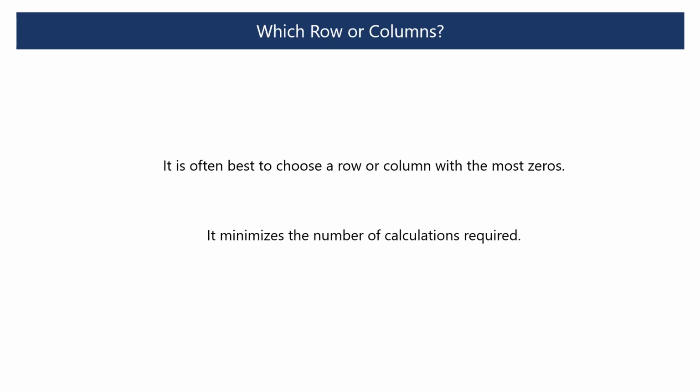To calculate a determinant, you only need to expand along one row or column. There is no need to repeat the process for other rows or columns, as doing so would be redundant. However, for computational efficiency, it is often best to choose a row or column with the most zeros, as this minimizes the number of calculations required.